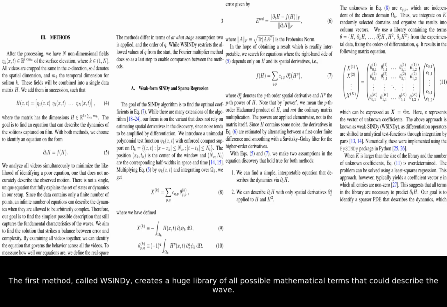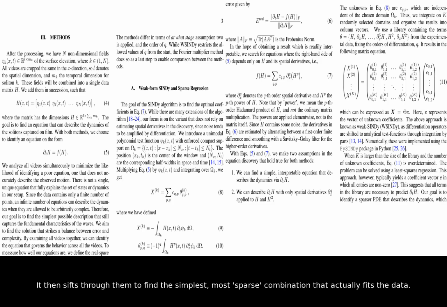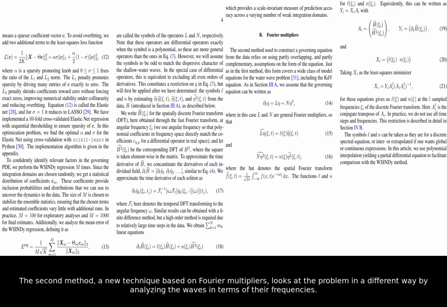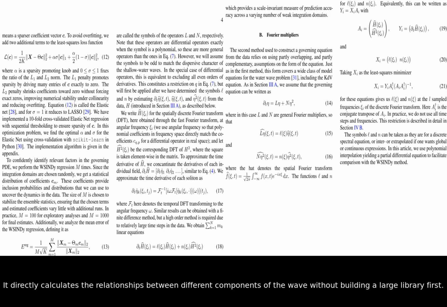The first method, called SINDy, creates a huge library of all possible mathematical terms that could describe the wave. It then sifts through them to find the simplest, most sparse combination that actually fits the data. The second method, a new technique based on Fourier multipliers, looks at the problem in a different way by analyzing the waves in terms of their frequencies. It directly calculates the relationships between different components of the wave without building a large library first.